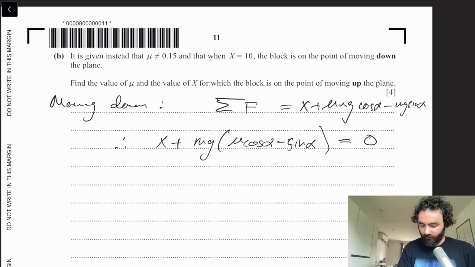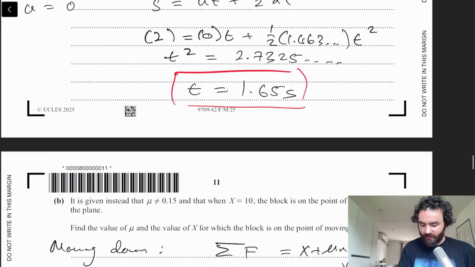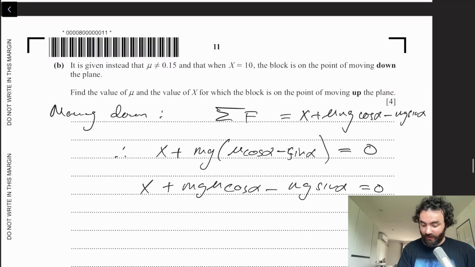So let's rearrange for mu. Actually, I probably shouldn't keep that. So we get x plus mg mu cos alpha minus mg sine alpha equals 0. I hope it's clear what I've done here. It's the same force, resolving the same forces. But in this case, it's not moving yet, so it's not accelerating yet. So our ma, our a is 0, so this whole thing equals 0.